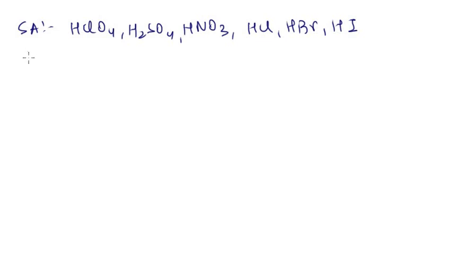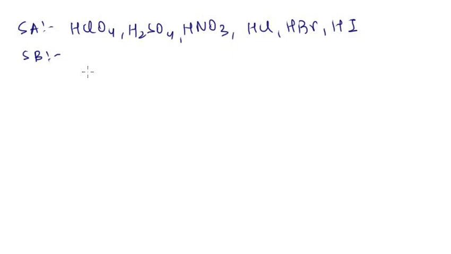Now, what about strong bases? Strong bases are also strong electrolytes. Whenever we use the term strong, it means a strong electrolyte. They dissociate completely. If we take 2 molar of HClO4, it will give 2 molar H plus and 2 molar ClO4 minus. Now, what are the strong bases?